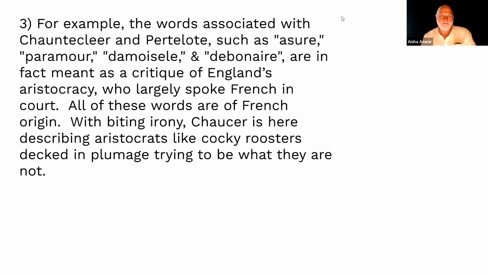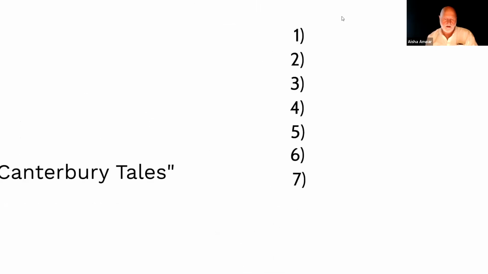So he wants to be as debonair as possible. He's dressed in this plumage, and hey, roosters kind of had that red thing on the top. It kind of looks like some sort of silly hat that people were wearing, and that's what he's doing. He's critiquing the aristocracy and, in fact, the king at the time.